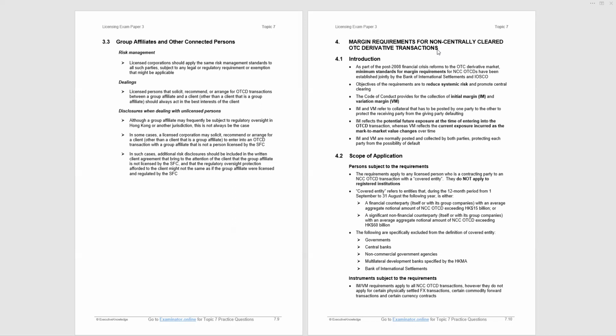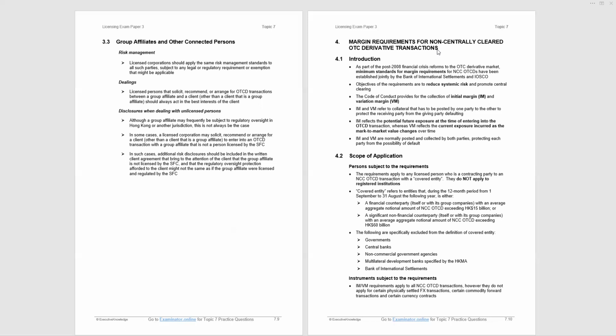And then section 4 under topic 7, the most recent to be added with regard to over-the-counter derivative transactions, margin requirements for non-centrally cleared OTC derivative transactions. Now, what's happening here? Well, if it's non-centrally cleared, there is no clearing. So this is where mandatory clearing is not required. And we have the normal situation where you have 2 counterparties where default risk does exist. So now they're putting in requirements such that you're reducing this default risk by introducing the concept of margin.